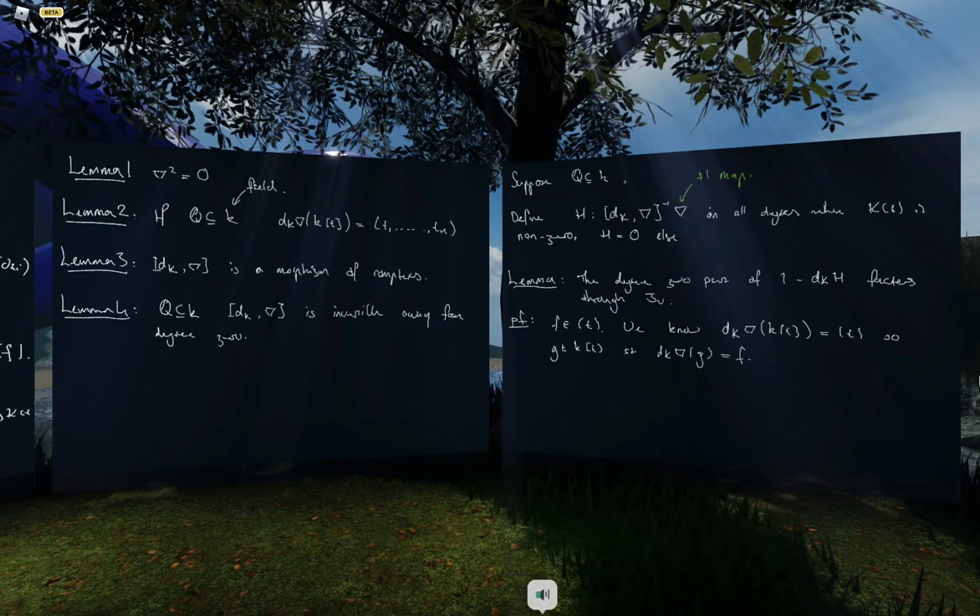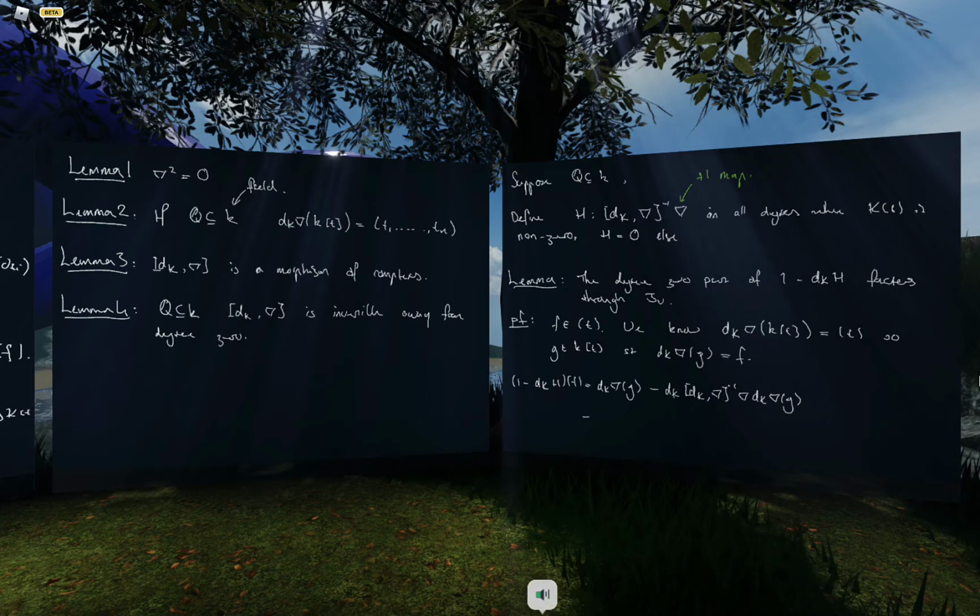Okay. And now we just compute, right? So we have 1 minus dk of h of f. Well, that is just dk nabla of g minus dk nabla inverse nabla dk nabla of g. Okay.